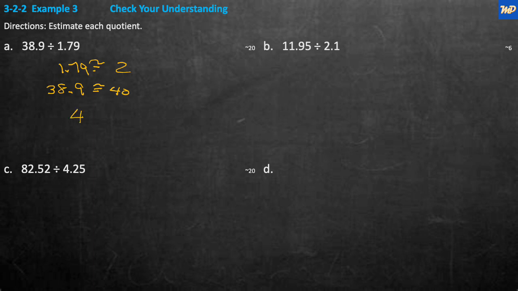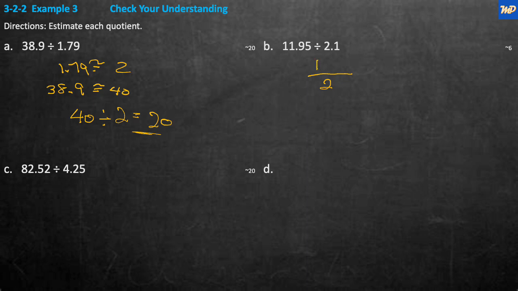So 40 divided by 2 is equal to 20. That was kind of an easy one when you round it like that. So let's do B. We have 1195 divided by 2.1. Now that we know the rules, I'm going to write it differently this time. I'm going to draw a fraction line, and I'm going to put 2 in the divisor, and I'm going to put 12.